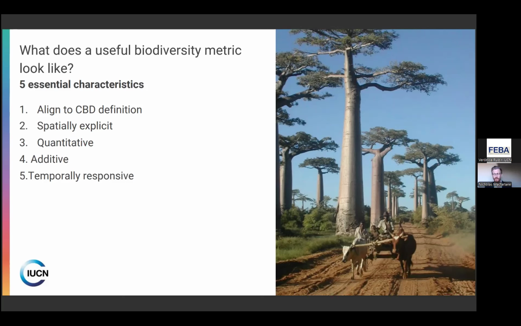It needs to change on timescales that are relevant for decision-making and project work. Otherwise, it's very hard to tie it to actions that are actually happening on those tighter timescales. If a metric doesn't do those 5 things, it's really hard to use it. Next slide, please.